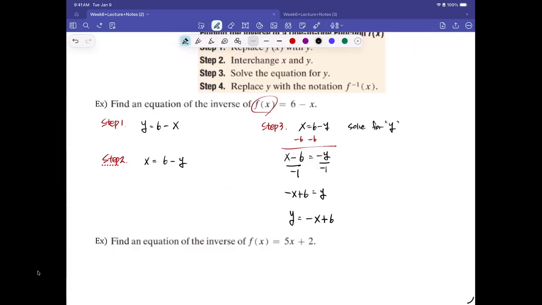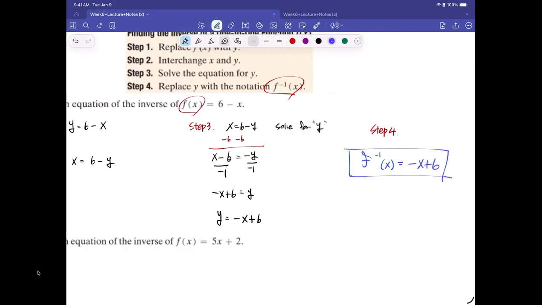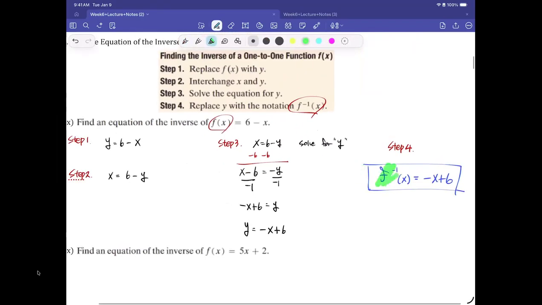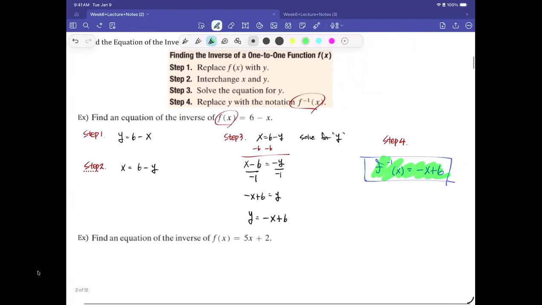Then we have one more step, right? What is the final step? You have to replace y with the inverse notation. So f to the -1 of x is equal to what? Negative x plus 6. Just copy. This is how to find the inverse.